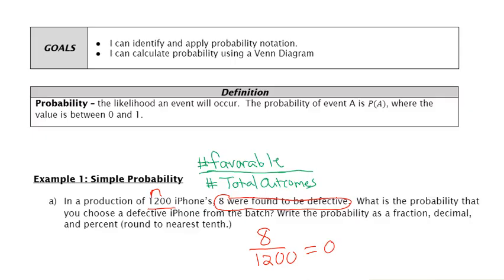If I was to write it with maybe 3 decimal places, I would get 0.007. Or if I turned it into a percentage, that would just be simply multiplying it by 100. So that would be 0.7%. So when we talk about probability, we're always looking at the number of favorable outcomes over the total number of outcomes.